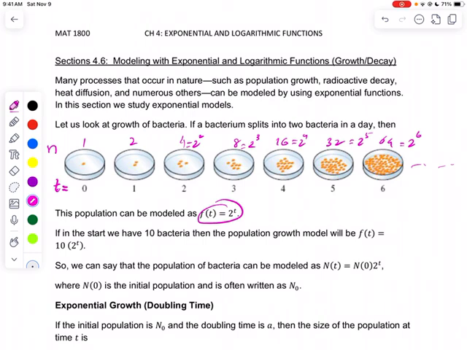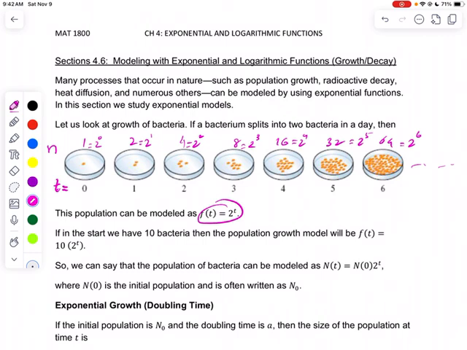And for the initial ones, this one is 2 to the 1 and this is 2 to the 0. So if you look at the powers, the numbers in the powers are the same as the number of days. When we have day 0, the number of bacteria is 2 to the 0, which is 1. On day 1, the number of bacteria is 2 to the 1, which is 2, and so on. So that's why we can model it by the function 2 to the t.